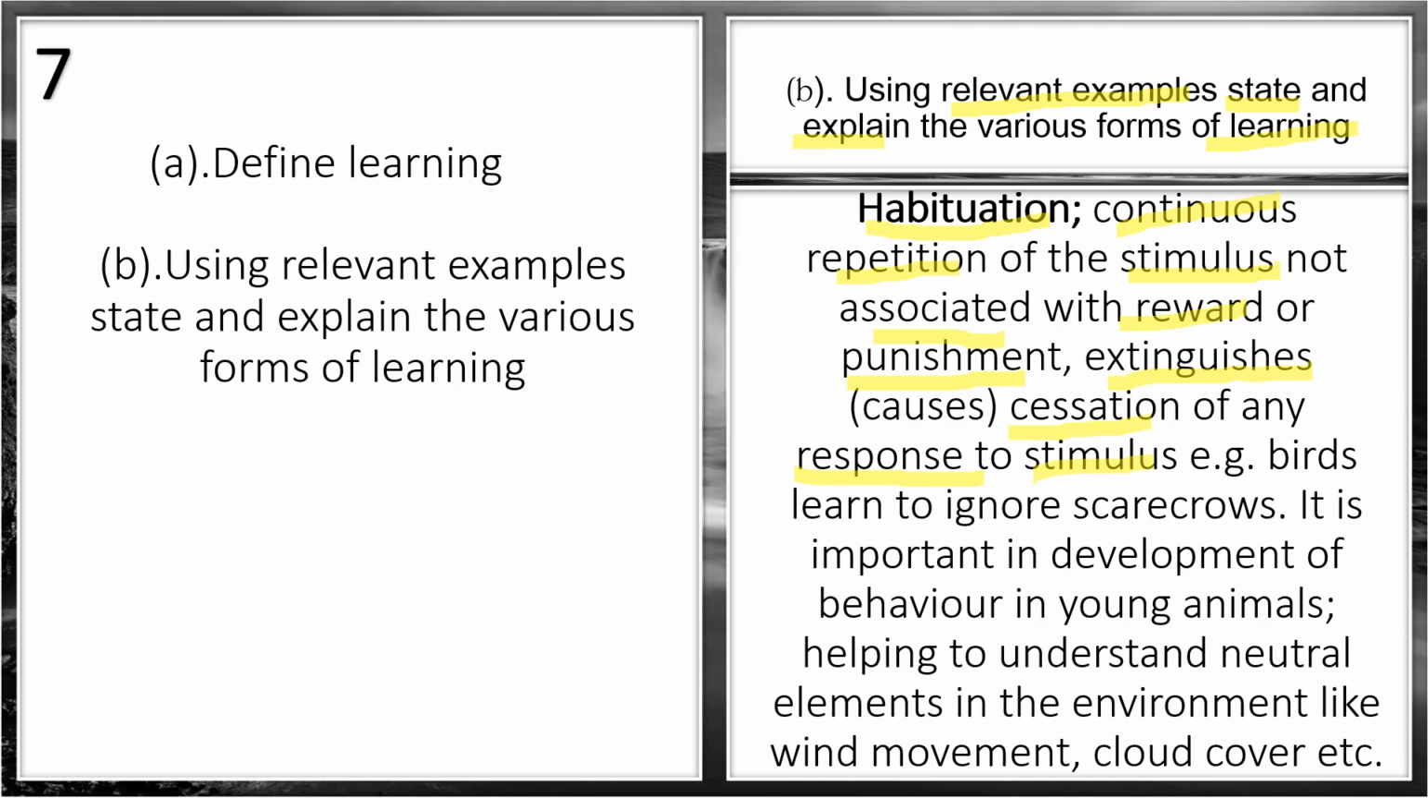For example, birds learn to ignore scarecrows. It is important in development of behavior in young animals, helping them to understand neutral elements in the environment like wind movements, cloud cover, and many others.